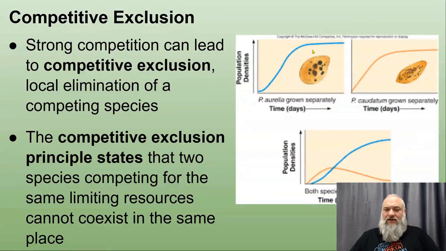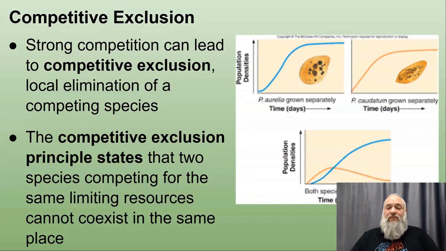So if you grew this critter in a petri dish, at first it has plenty of food, water, space, so it grows faster and faster, exponential growth, right? And then here, we start to reach our carrying capacity K. And the same thing happens for this one.